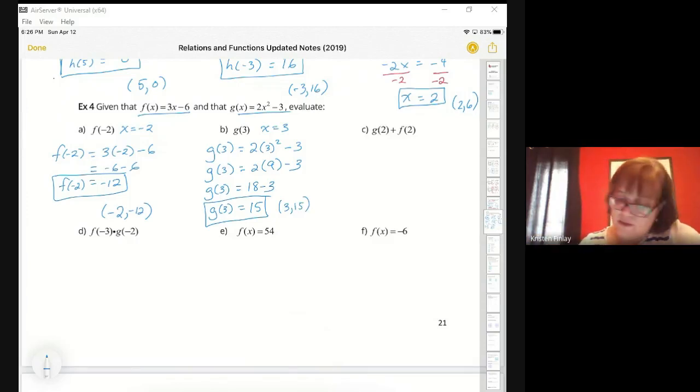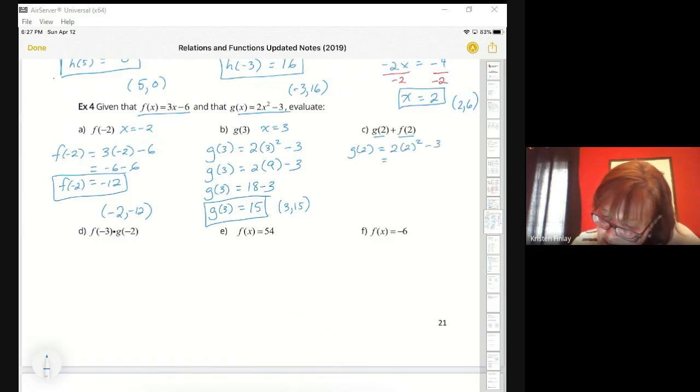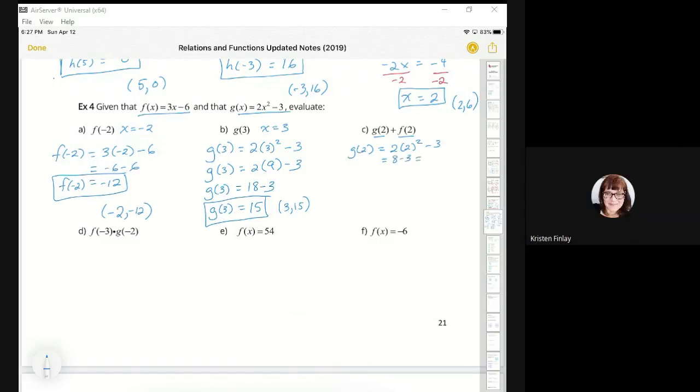Now this next one means we have to figure out the values for g of 2 and f of 2, and then we have to add them together. So we're going to figure out the values for each of them and then add them together. Okay, so g of 2 is equal to 2 times 2 squared minus 3. 2 squared is 4 times 2 is 8, so 8 minus 3, which is equal to 5. So that's my value for g of 2.